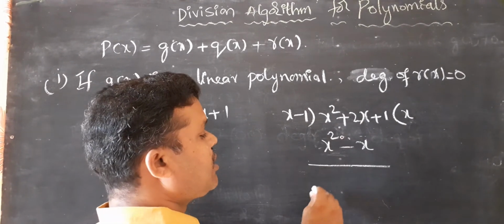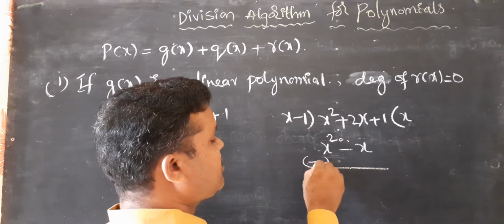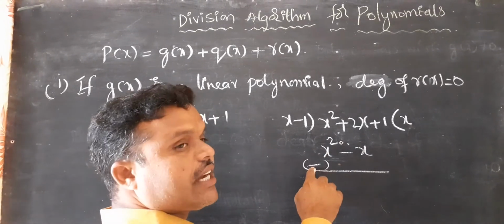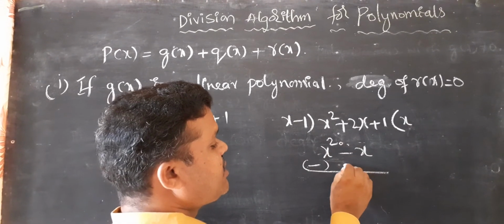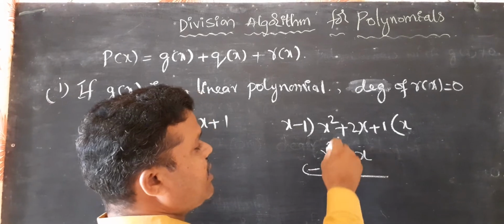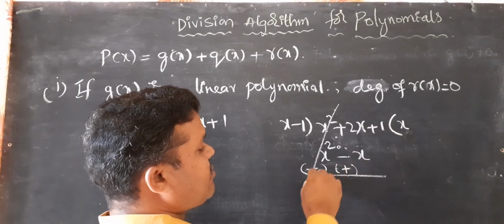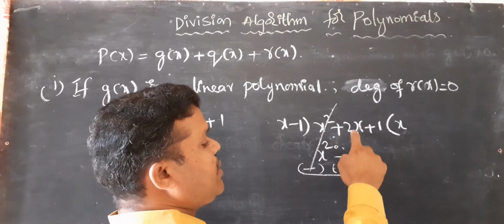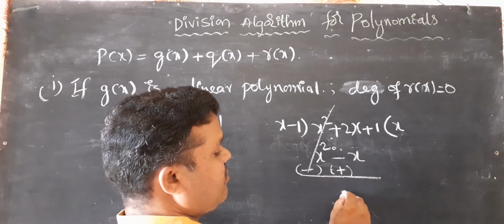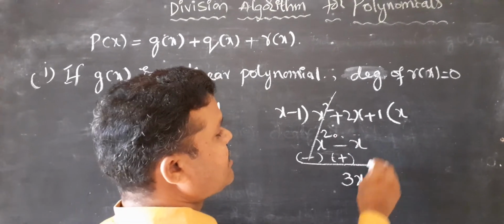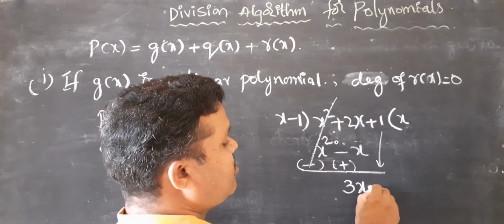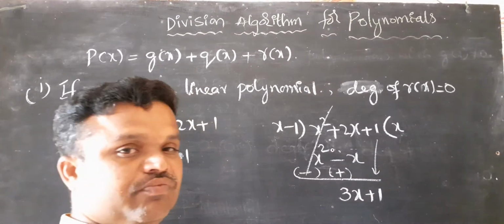So in the subtraction we will change the signs. Here it is plus, we must take as minus. Here it is minus, you have to take a plus. Now x square minus x square both get cancelled. 2x plus x is equal to 3x. Now 1 we have to take down, that is plus 1.